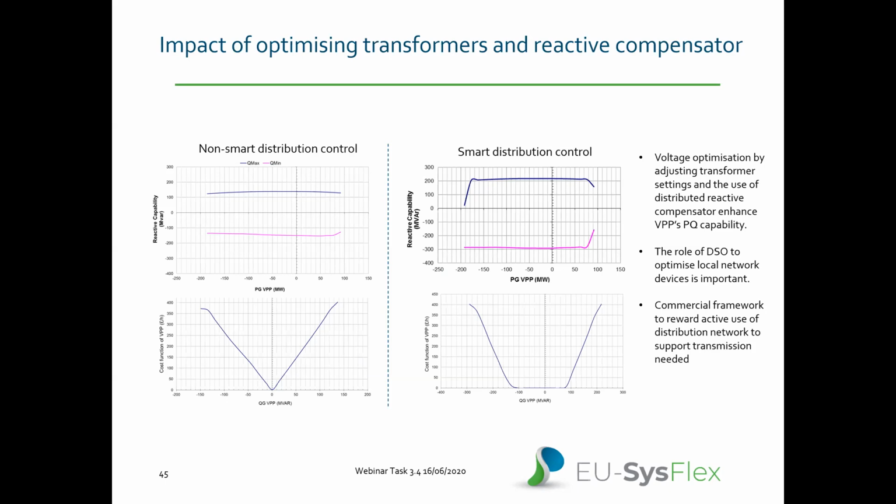This highlights also the role of DSO to optimize the local network, not only for their own objectives, such as network congestion management or losses minimization, but also to enable more access to the service capacity that can be offered to TSO. This also triggered discussion and potentially business case for the DSO to offer their services to transmission if there is a suitable commercial framework in place. Next slide, please.